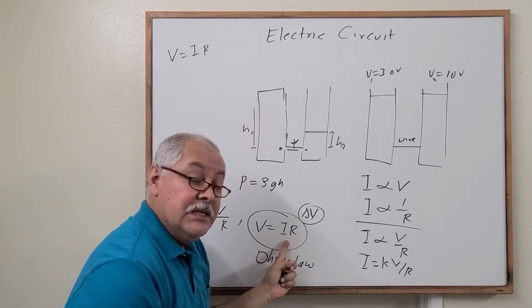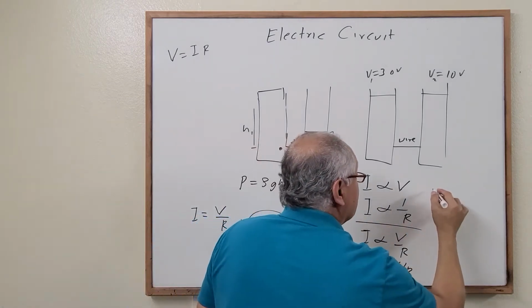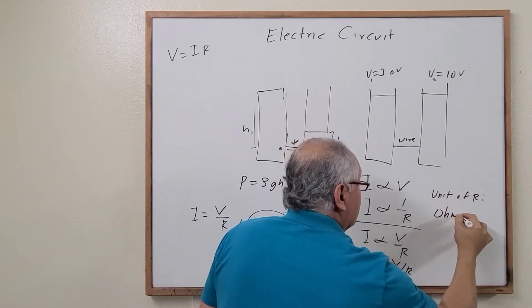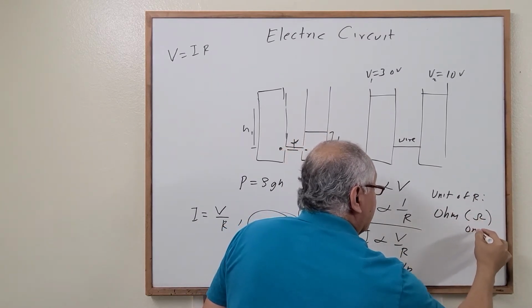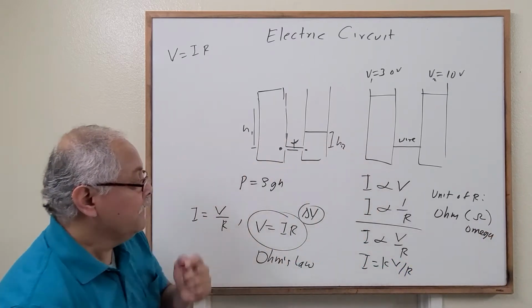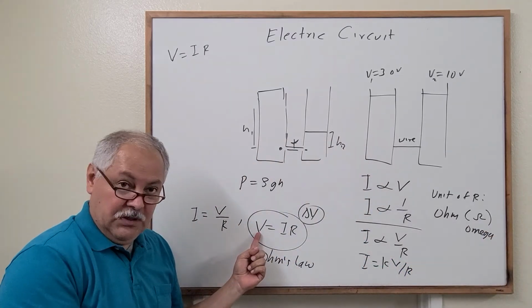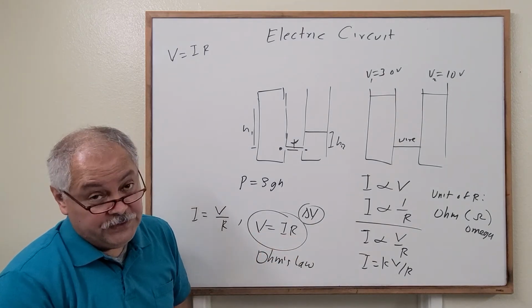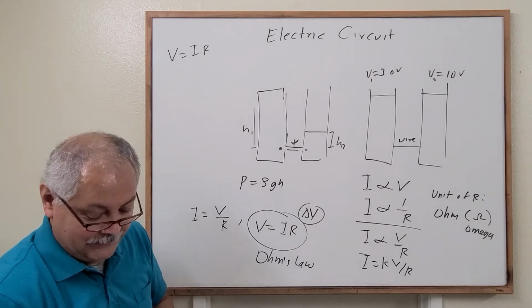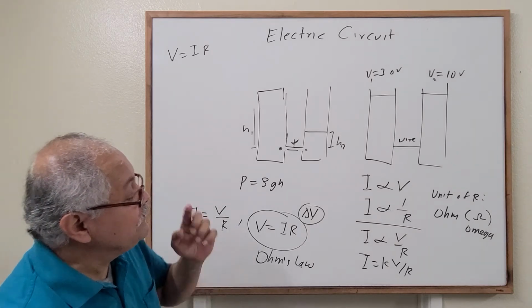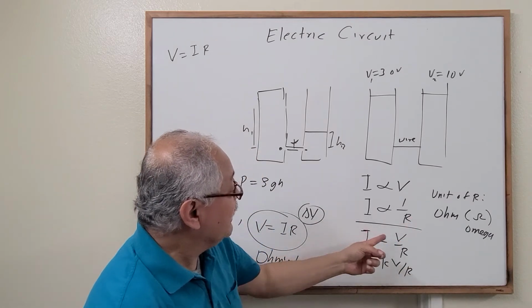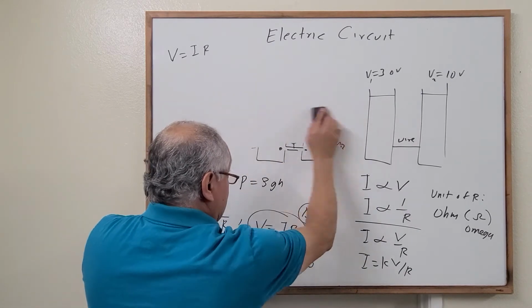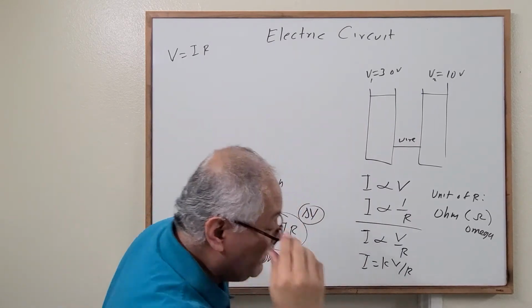The unit for resistance is called ohms, right? The unit of resistance is ohm, and the symbol is omega. Right? Remember the units: for voltage is volt, for current is amps, and for resistance is going to be ohms. Correct? Also, Ohm found that the resistance is coming in this way too.